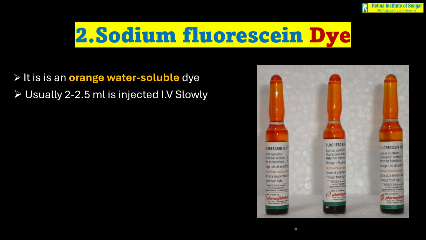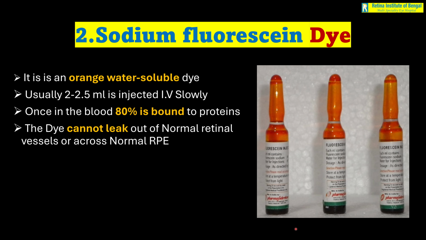Second, the dye is ideally injected slowly, because if you inject the dye as a sudden bolus, the chances of the patient feeling nauseous is much more. Therefore, inject the dye smoothly and slowly. Now, once in the blood, 80% of the dye gets bound to the proteins in the blood, and only 20% remains free within the plasma. The dye cannot leak out of normal retinal blood vessels or cross the normal retinal pigment epithelial barrier.